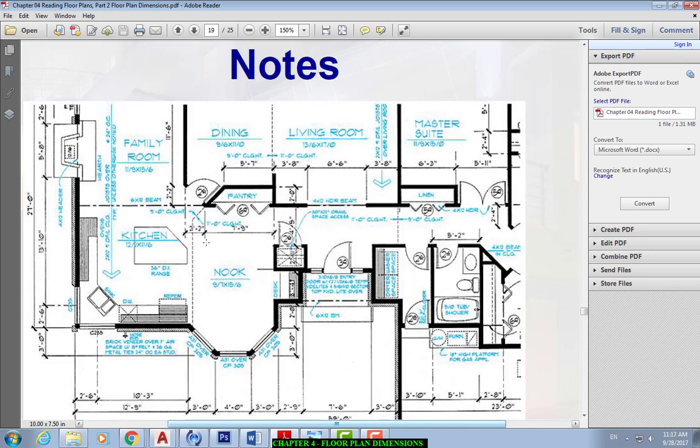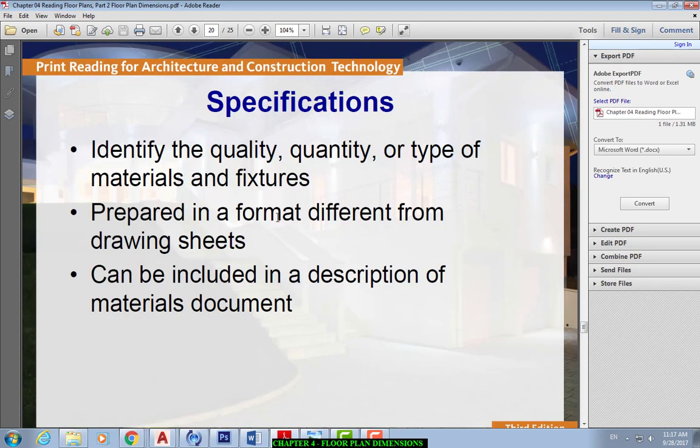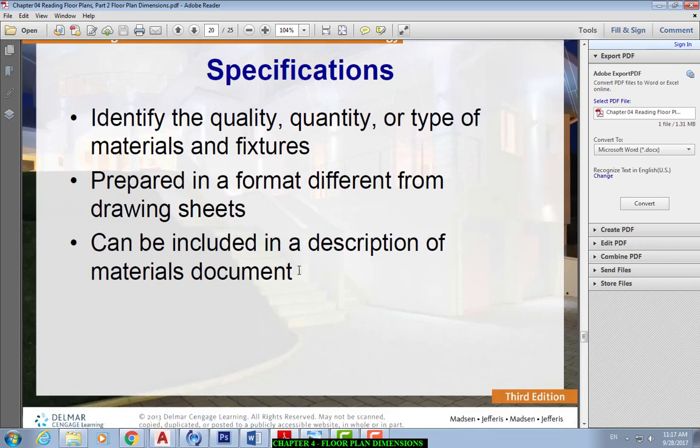Okay. Briefly, let me just show you one last thing, because it's specs. This I want to cover in class. This is very important. Specifications are like the Bible of the construction project. It tells you a lot of information in detail. So I'm going to go over this in class. Okay.